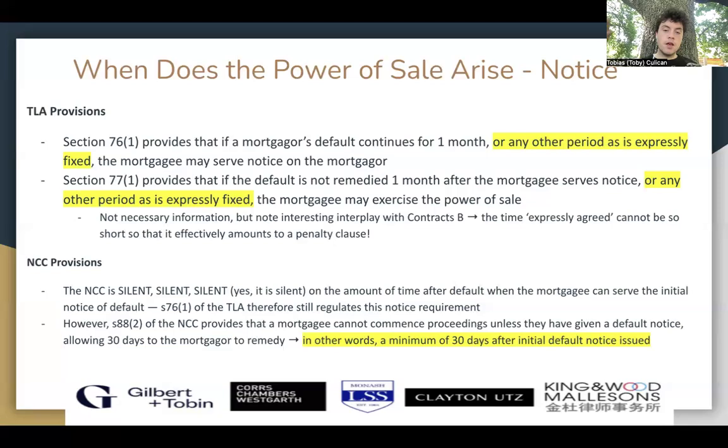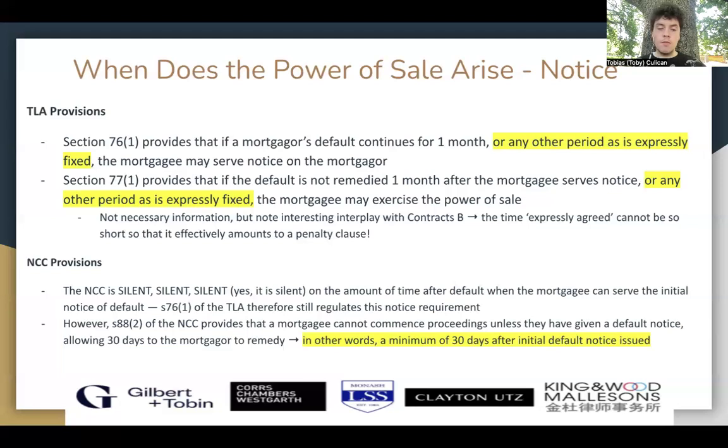So you get the first step after a month or any other period as they agree to, they can serve the notice. And in that notice, the minimum after providing the notice will be a month, or any other period before the power of sale arises further from that notice.